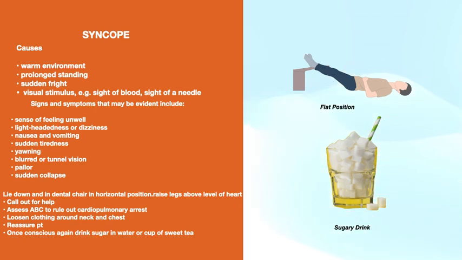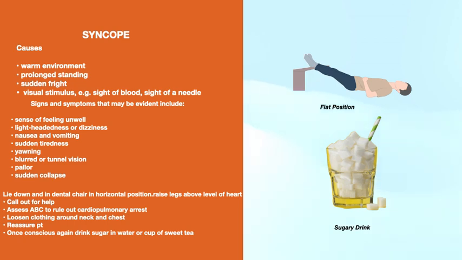As soon as the patient is horizontal, he will usually start to regain consciousness. Ensure a supply of fresh air. For example, loosen any light clothing around the neck and chest, open a nearby window or door, and ask colleagues not to crowd around the patient.